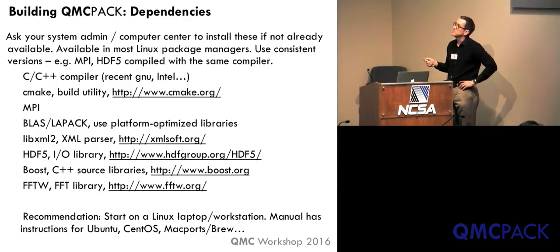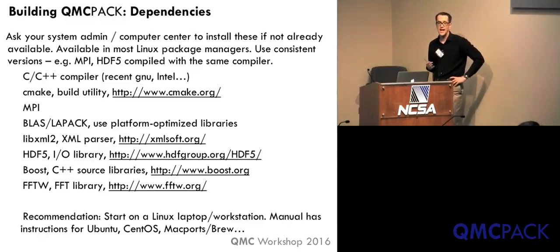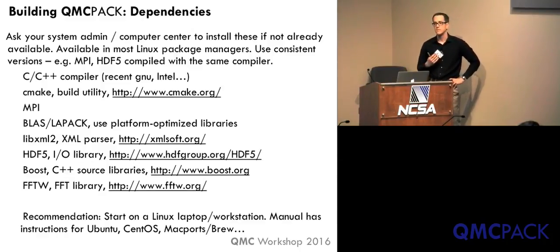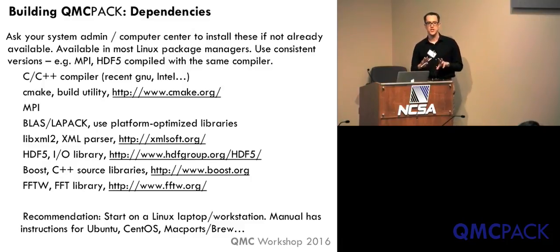We need a C++ compiler. We use CMake to build. MPI, I've already mentioned, LAPACK. And then we use libxml, HDF5, Boost C++ class libraries, and also FFTW. And this is all free software that's in all the standard package managers. So if you're on a fairly standard Linux machine, you won't have to build any of this.